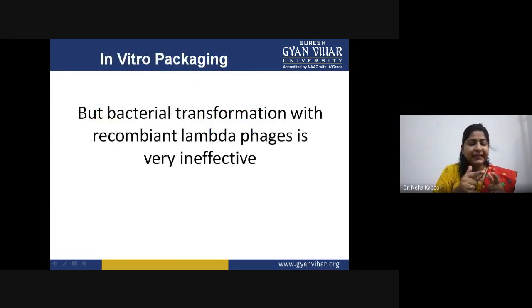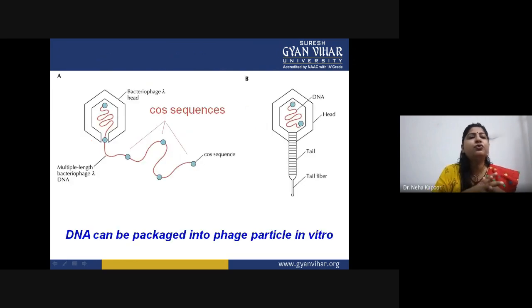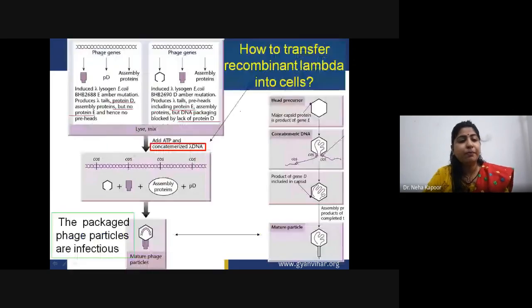But bacterial transformation with recombinant lambda phage is very ineffective. That means whenever you transform a bacteria with such a recombinant lambda phage, the efficiency is not so high, because the DNA can be packaged into the phage particles in vitro also. As you can see, the cos sites were present. These are the cos sequences. And when it is being packaged, the main problem is packaging.